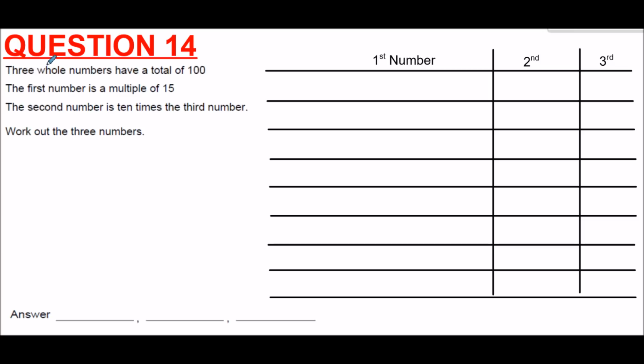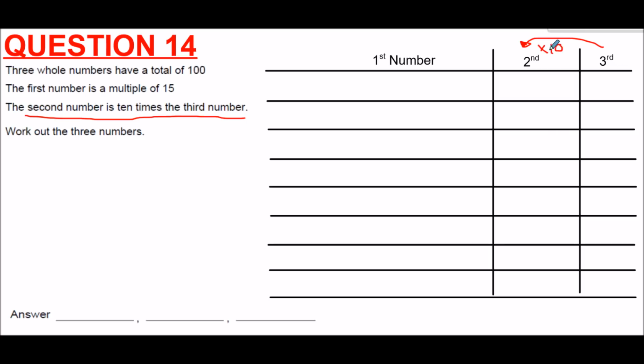So question 14, if we have a look here, it says the second number is 10 times the third number. So whatever the third number is, we'll have to multiply that by 10 to work out what the second one is.